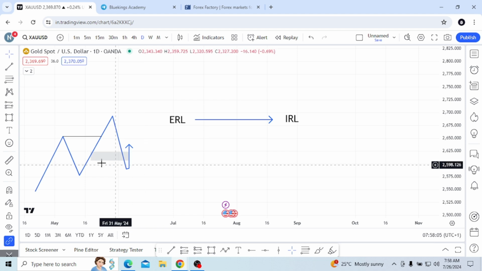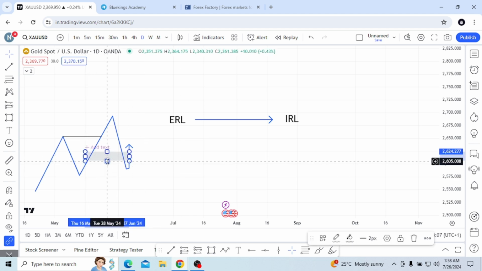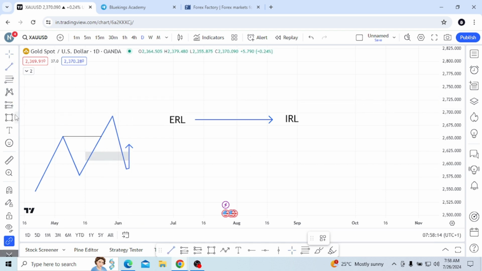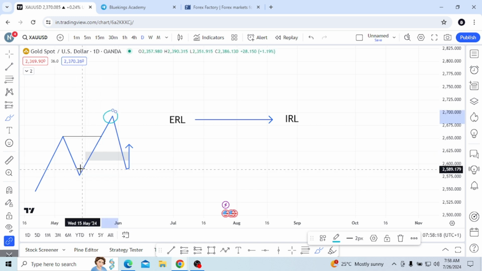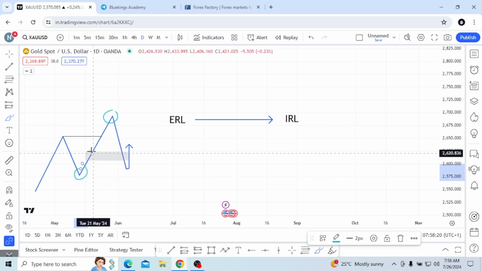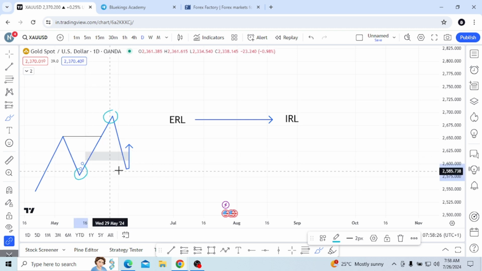An IRL consists of either an FVG, order block, or an internal sell side liquidity between this range. So let me show you the range I'm talking about. Between this range, this high and this low. If there's a sell side liquidity in any form here, that's an IRL. If there's an FVG, that's an IRL. If there's an order block inside, that's an IRL.